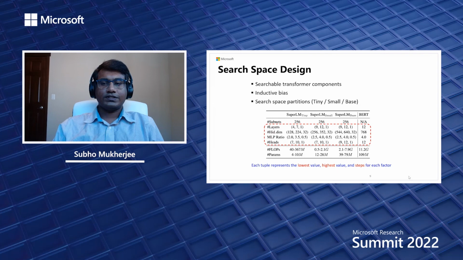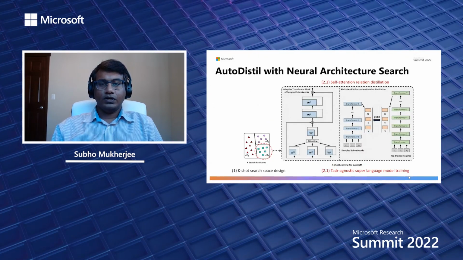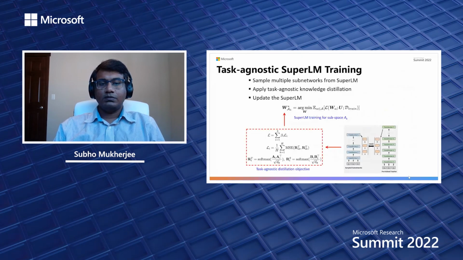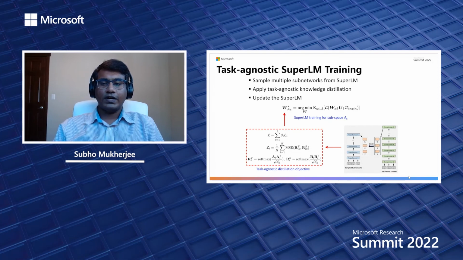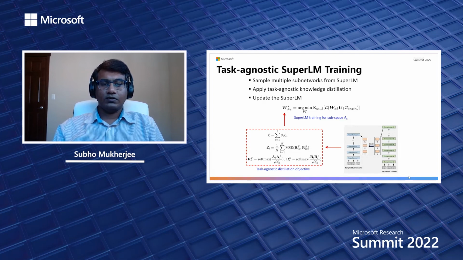The second stage of AutoDistill is training the super language model for each partition. We perform this via task-agnostic knowledge distillation. The term task-agnostic is important because NAS is expensive and we want to do it only once and reuse these trained student models for every task under the pre-train and fine-tune paradigm. Here, we use self-attention relation distillation to align the attention states of the student model to that of the large teacher model.